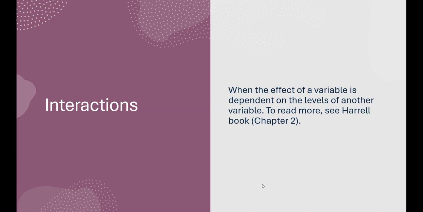So an interaction is when the effect of a variable is dependent on the levels of another variable. To read more, see the Harrell text, chapter 2. But what an interaction is, it's basically one variable's effect on the outcome is dependent on another variable.